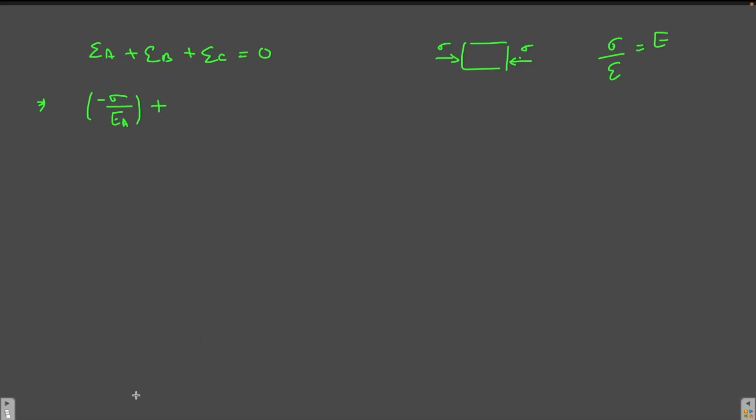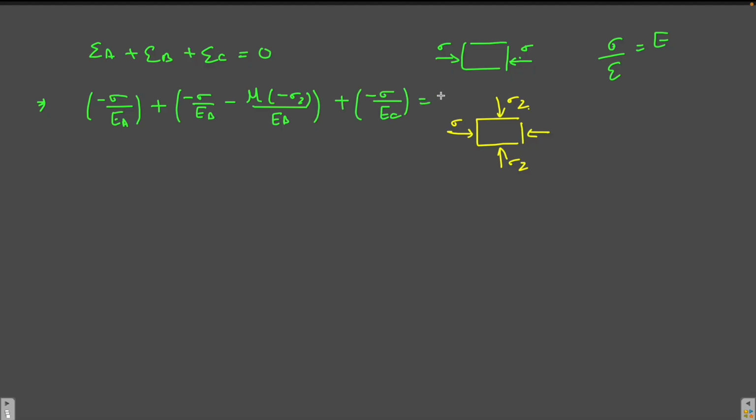Now for block B there are two stresses, don't you forget this. For block B there are two stresses, one is sigma here and there is another stress sigma z over here, right? So for block B the equation will be different. So it will be, for x direction, minus sigma by EB minus mu times minus sigma z by EB, isn't it? For strain at C, it will be again minus sigma by EC must be equal to 0.